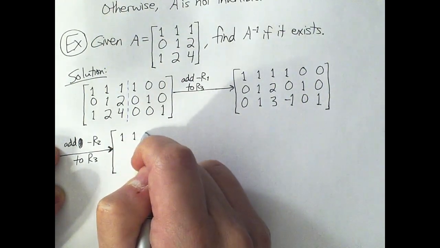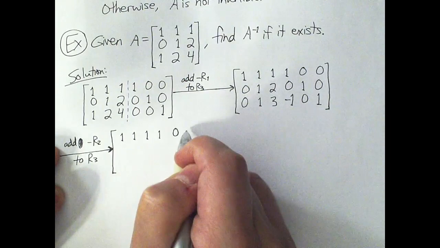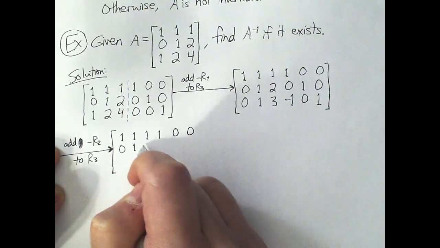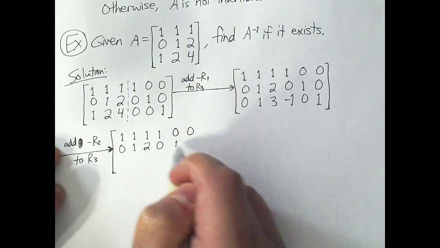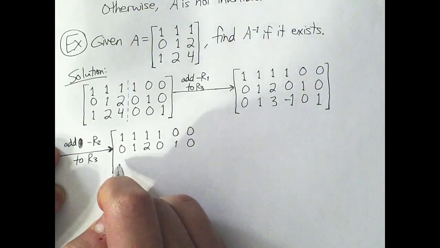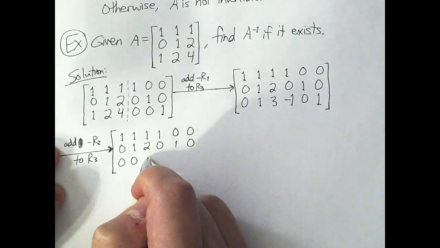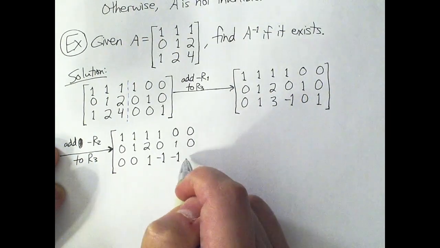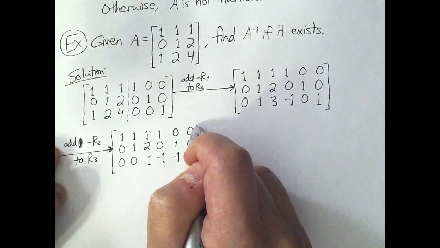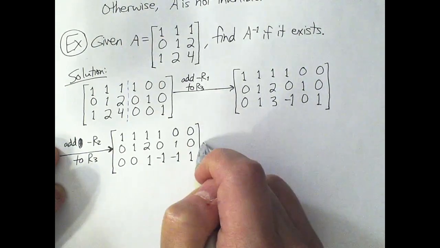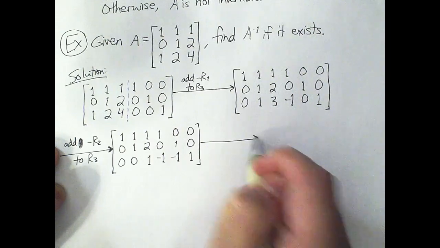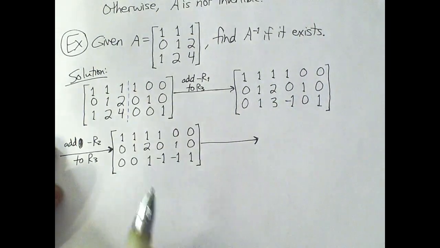That's going to get me... All right, I'm not changing row 1, so I'll copy it. And I'm not changing row 2, so I'll copy it. But what am I doing to row 3? I'm getting a 0, 0, 1, -1, -1, 1. So I did that to get a 0 here.